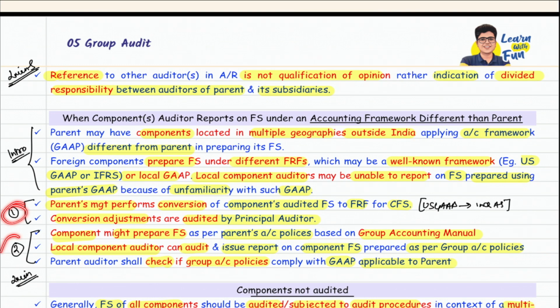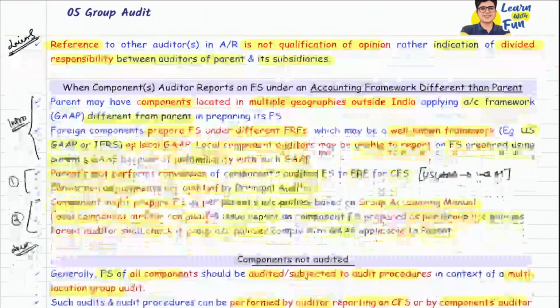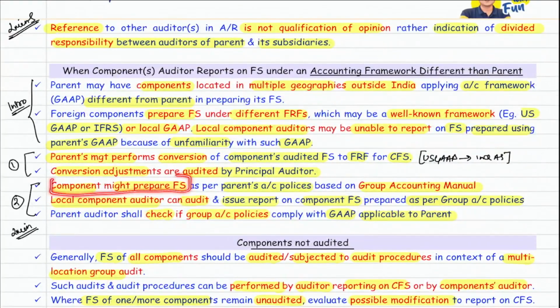Now what are the two options? Option number 1, parent management performs the conversion of the component's financial statement to the FRF of the CFS. Okay, sir. And these conversion adjustments are audited by the principal auditor. Second option, the component can prepare the financial statement as per the parent's accounting policy using GAM, Group Accounting Manual. The local component auditor will audit and issue the report on the component financial statement as per the group accounting policy. The parent auditor will check whether the group accounting policies comply with the GAAP applicable to the parent.